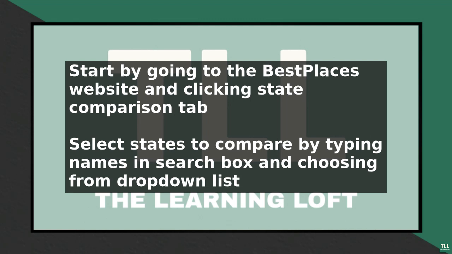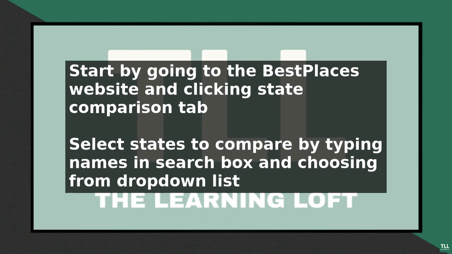First, select the states you want to compare by typing their names in the search box and choosing them. From the drop-down list you can compare up to 4 states at a time. Once you have selected the states, click on the Compare button to proceed.